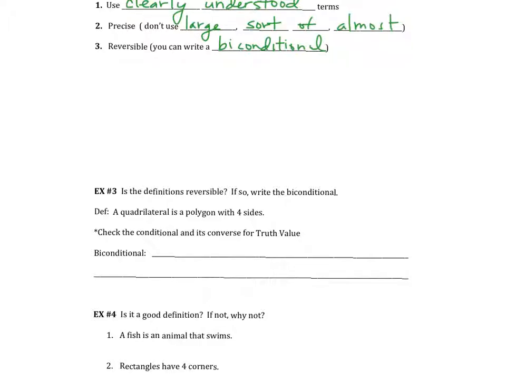Yeah, Jason. If a polygon is a quadrilateral, then it has 4 sides. Right. Okay, so if a polygon is a quadrilateral, then it has 4 sides. Is that true? Okay, so the converse then would be if a polygon has 4 sides, then it is a quadrilateral. Is that true? Also true.